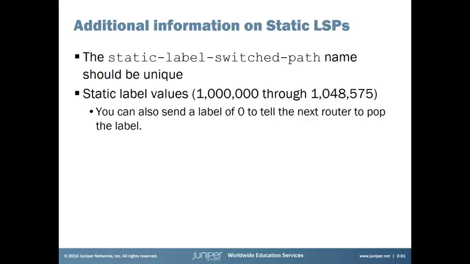The name should be unique, so we don't use the name twice. Every label switch path has a unique name. Label values: static label values will be from 1 million through to 1 million, well, that number.